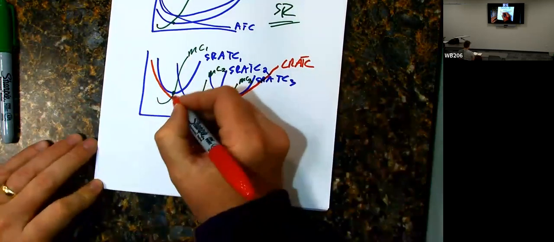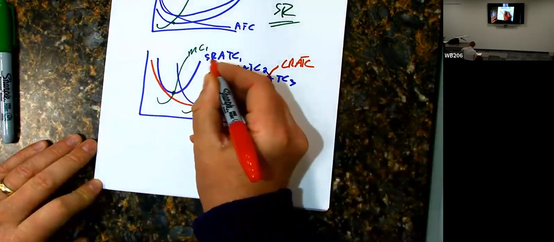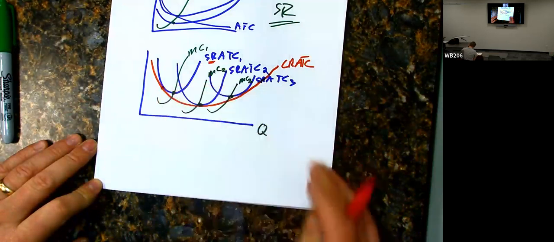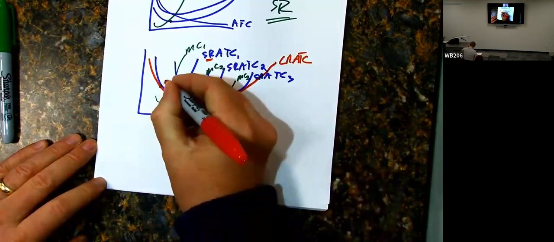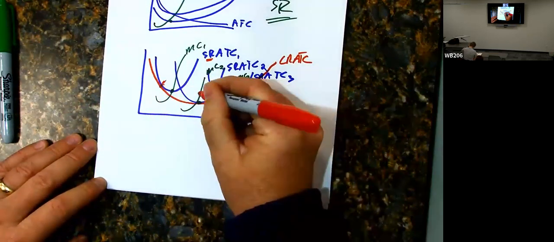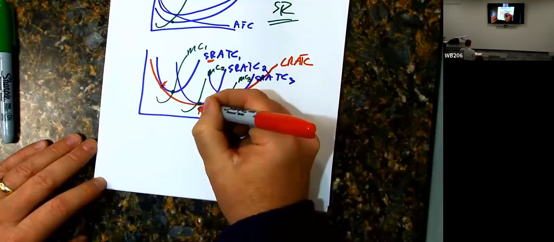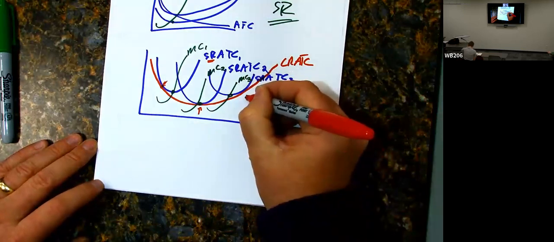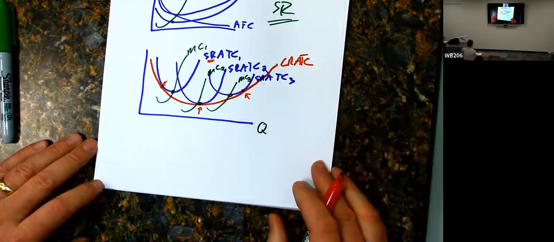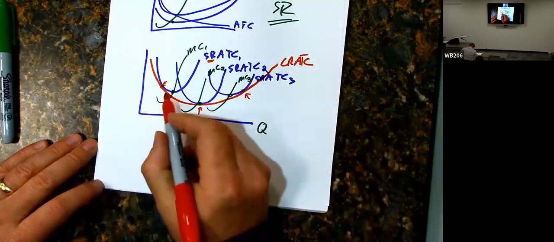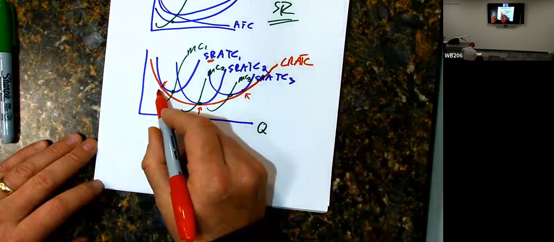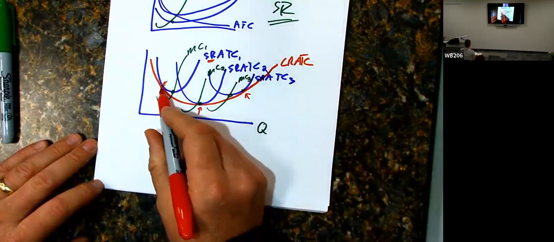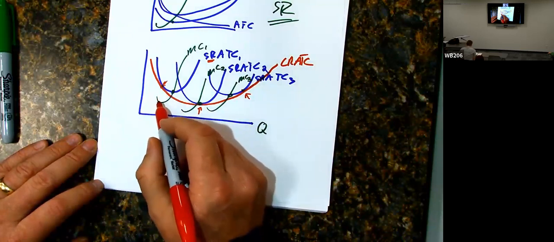Notice that it's not touching at the bottom of this short run average total cost curve, it's hitting here. Here, at the very lowest short run cost curve, there will be a coincidence between the two, right? And over here, again, it's not at the very bottom. In a way, the fact that it's not hitting at the bottom indicates to the manager that they're not performing at the most efficient that they can.